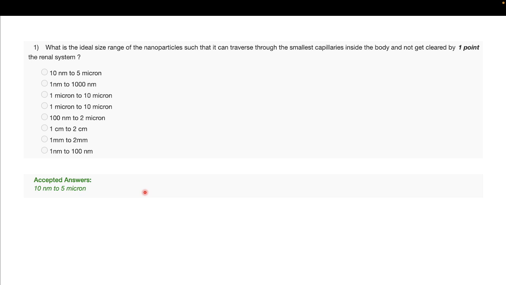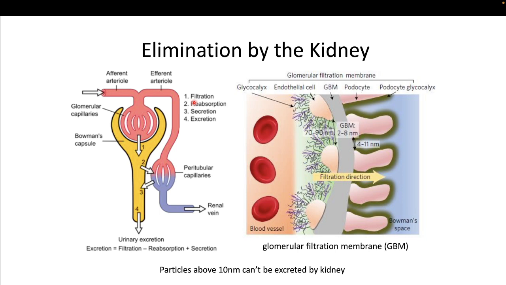The correct answer is option 1. The question basically is asking us what should be the ideal size so that your nanoparticles will go through the smallest capillaries but will not get cleared by the renal system. If you remember, in the first few lectures we discussed how the kidney filters the drugs. This is how your glomerular filtration membrane looks in the Bowman's capsule in the kidney. This is what you should be keeping in mind.